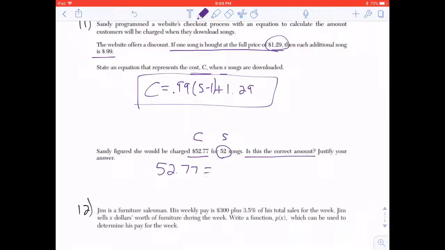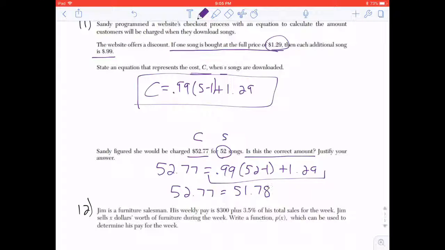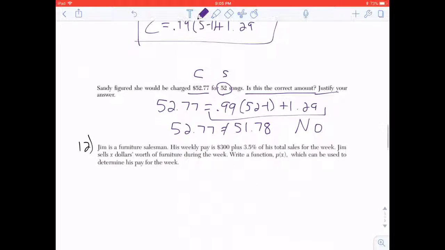52.77 equals 0.99 times 52 minus 1 plus 1.29. I could plug this whole thing into my calculator. 52.77 equals 51.78. Is that true? No. The justification is my work shown.